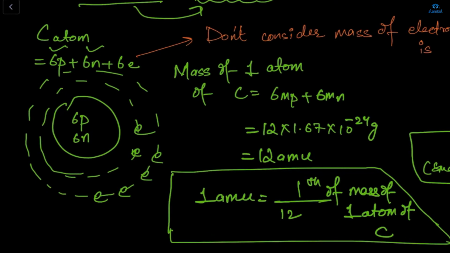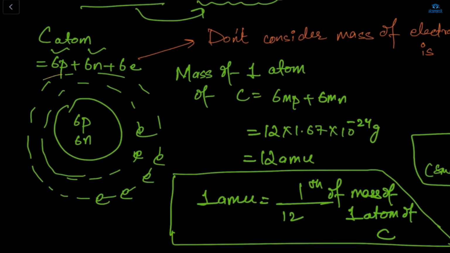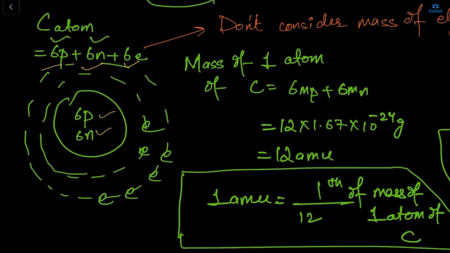Now let's take the example of carbon. So carbon consists of 6 protons, 6 neutrons, as well as 6 electrons. So this is your nucleus. Inside the nucleus, your protons and neutrons are there, and there are lots of shells around the nucleus which contain your electrons. So here, how many electrons? 6 electrons, because I am taking the example of a carbon atom.